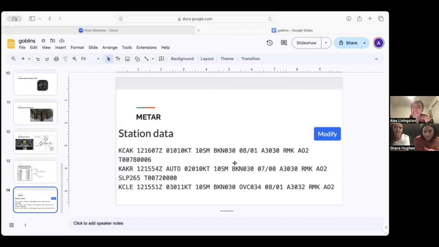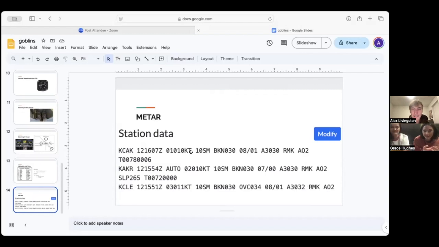Got it. Grace, it's your time. Okay, this is eight, barometric pressure. This is your pressure. So this is saying the altimeter should be set to 30.30. The altimeter, I remember that one. Yes. And then everything else is irrelevant. Okay. You don't need to know any of that.